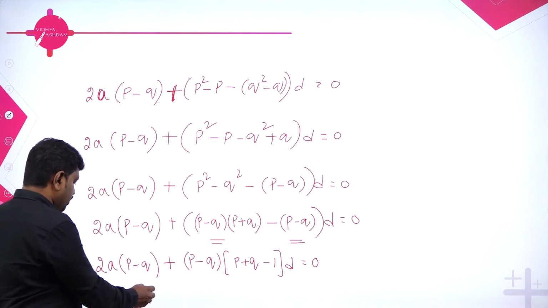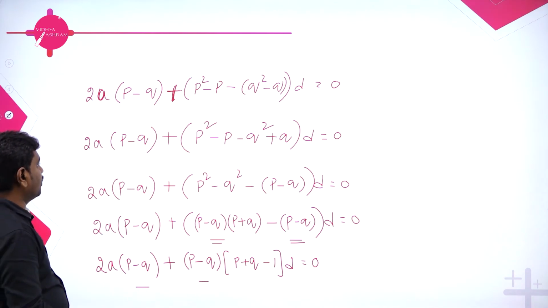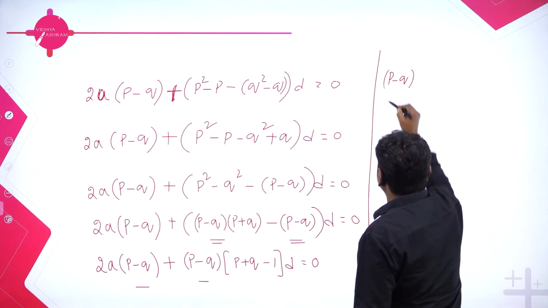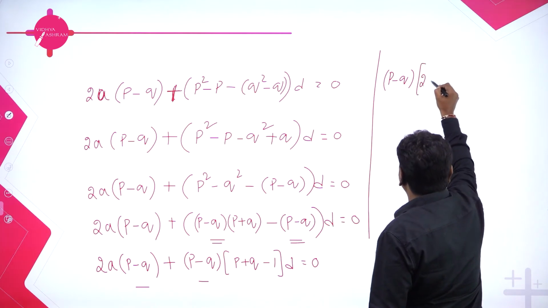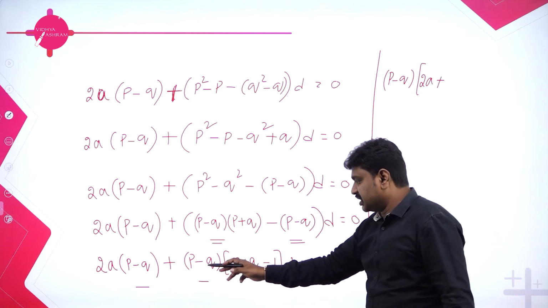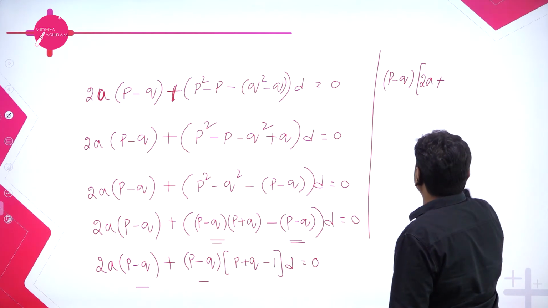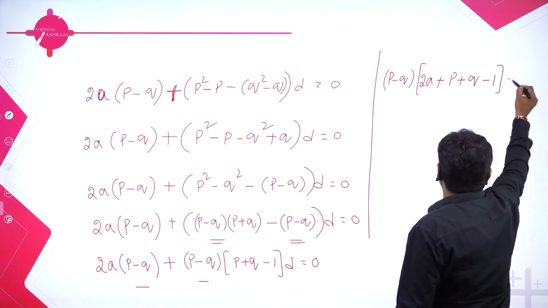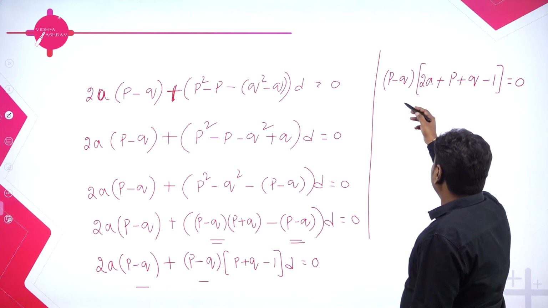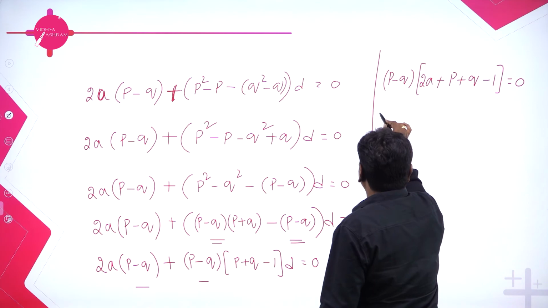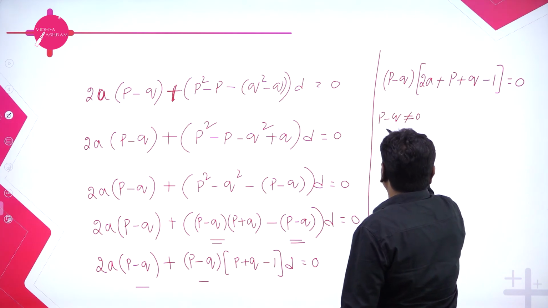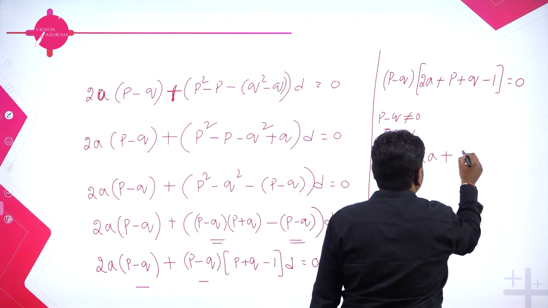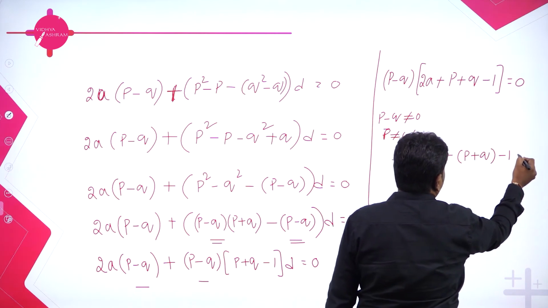Further observe, here I have p minus q, here I have p minus q. Take p minus q common. If you take p minus q common, I am left with 2a plus (p plus q minus 1) into d, and this is equal to 0. The right side is 0. Now p and q are not the same, so p minus q cannot be 0. Since p is not equal to q, therefore the second part, 2a plus p plus q minus 1 into d, is 0.